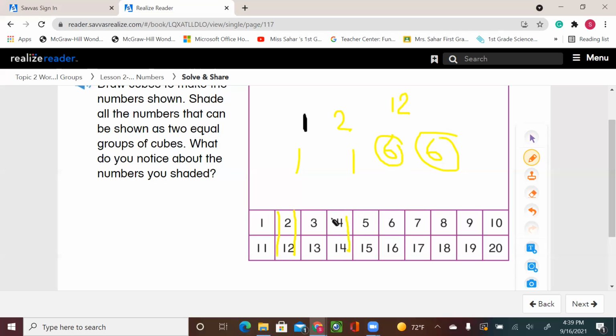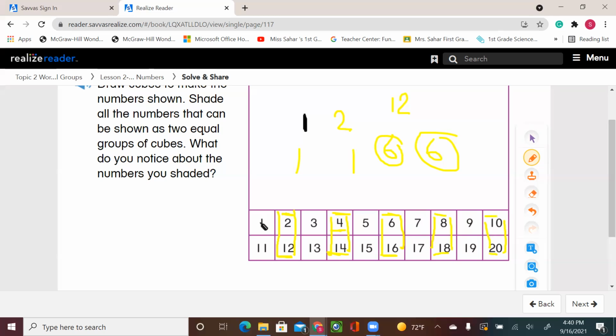4, yes, and 14. 5, no. 6 and 16. 7, no. 8 and 18. 9 and 19, no. 10 and 20. So these are even numbers that I can split or separate or divide into two equal parts.